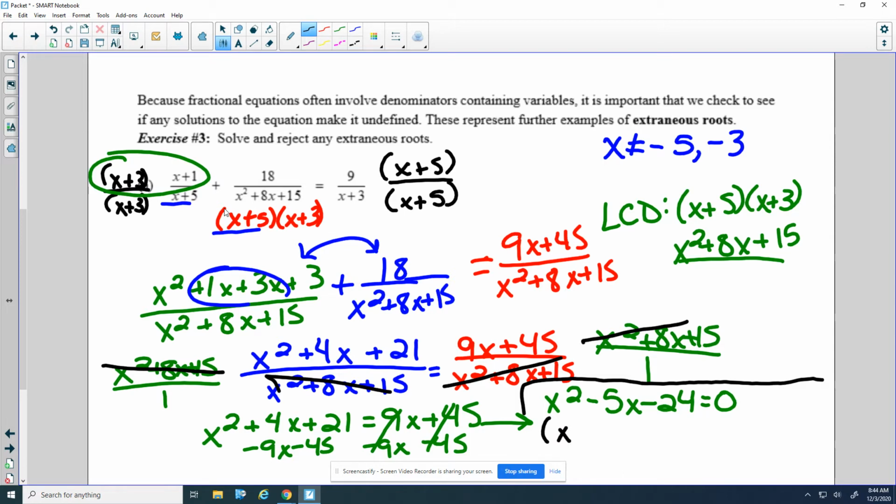So I have x minus 8, x plus 3 when I factor this one, which is going to give me solutions of 8 and negative 3. So this is our first problem.